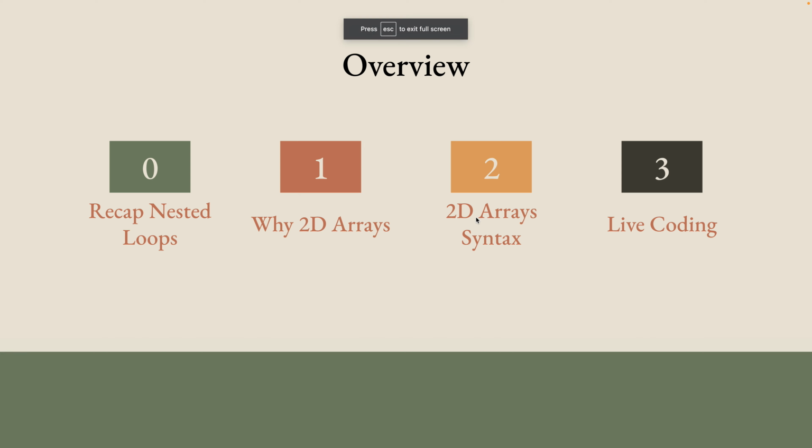So for today, recap nested loops. We did it a few, I think 2 or 3 weeks ago. So just recap that. Then talk about why 2D arrays are useful. Go into 2D array syntax. Again, if you've had practice with one-dimensional arrays, which is what we did all of last week and in the lab, the syntax should look very similar and should hopefully be pretty straightforward. And then we'll get into some live coding problems. Any questions on anything before we get started?